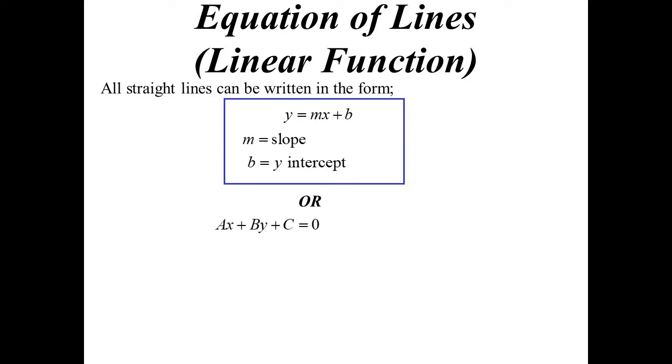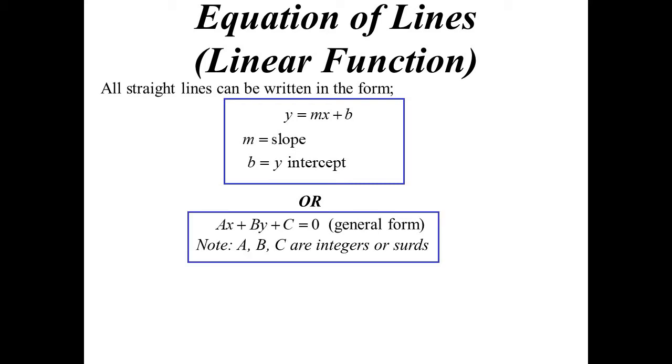Or sometimes we see it written like that, where everything equals 0. It's known as general form, sometimes called standard form. You might see it written like that, but usually general form is probably the most common way. Now, a, b and c are integers or surds. Most people define this and say where a, b and c are whole numbers or integers.